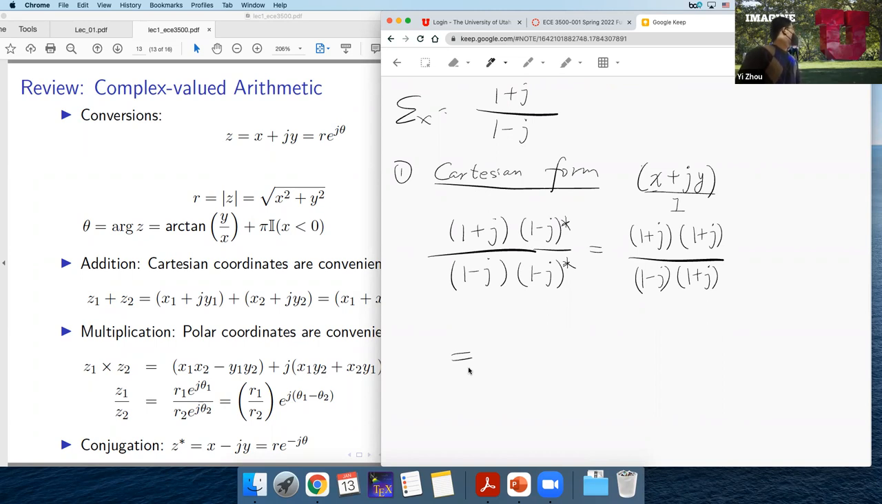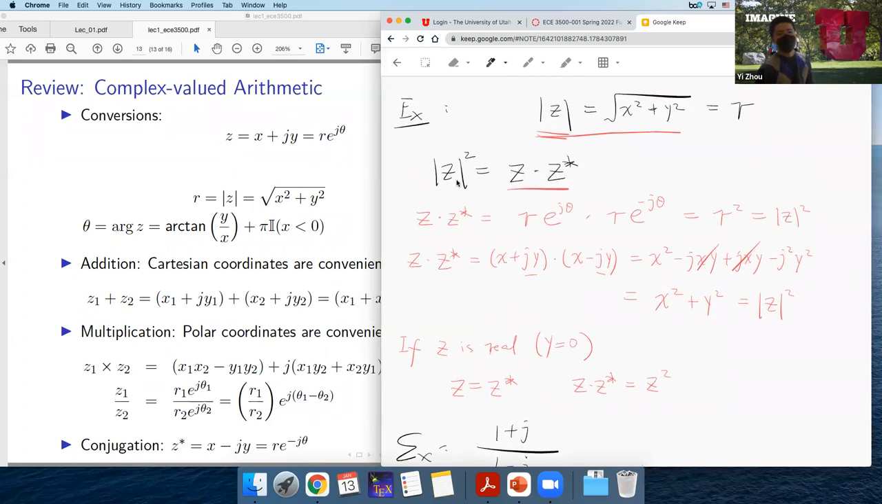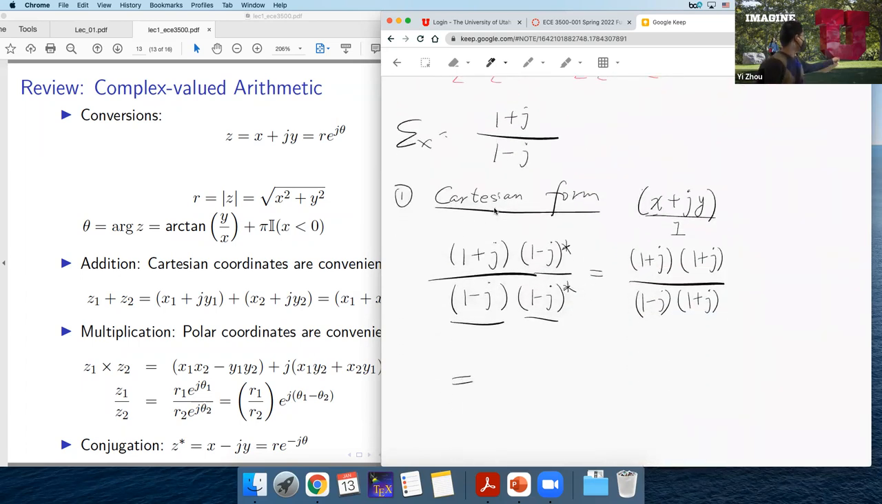Now you can check that the denominator is this complex number multiplied by its conjugate, right? And from this formula we know that any complex number multiplied by its conjugate is the magnitude to the power of 2. So that is definitely a real number. So this is how we get rid of the complex number in the denominator. Okay, first of all, the numerator now becomes 1 plus j squared. The denominator, you can verify, is the magnitude of this one to the power of 2.